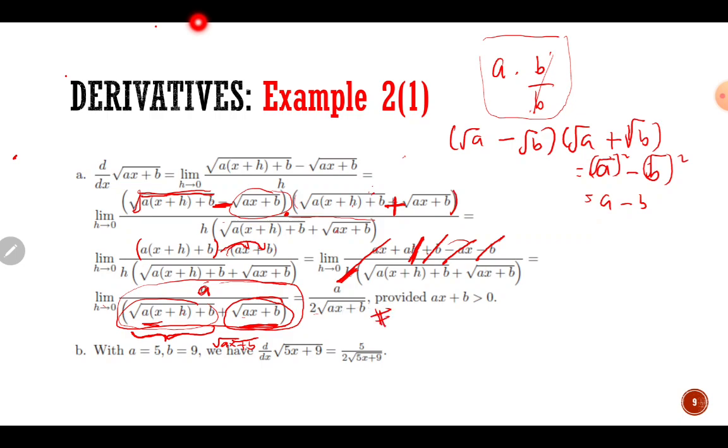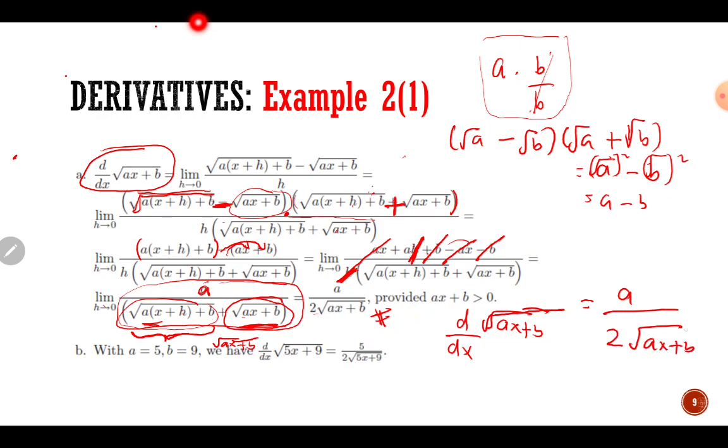Ni adalah the derivative of square root AX tambah B. Ini jawapan dia. The d dx of square root AX tambah B adalah sama dengan, nampak macam sama tapi tak, A over 2 square root AX tambah B.